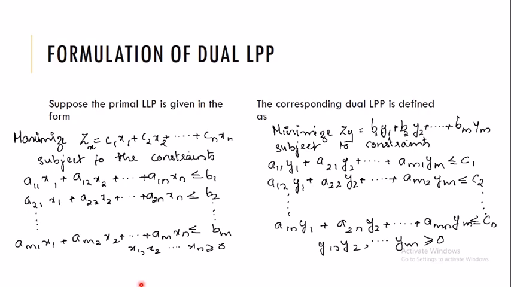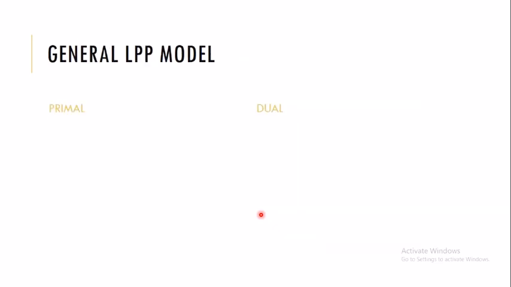Okay, now what about the variables in the constraints x1, x2, etc. xn? They have changed into y1, y2, etc. ym. Okay, so these are some of the changes that you can observe. Now let's see, I'm going to give a general LPP model from this.